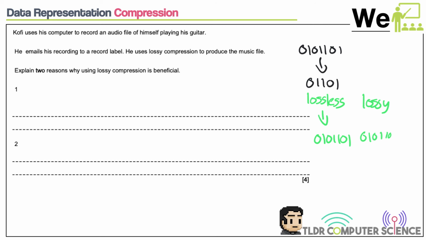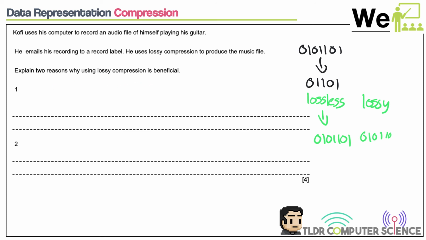In this case, Kofi uses his computer to record an audio file of himself playing his guitar. He emails his recording to a record label. Okay, so that gives the impression that we're going to want it to be high quality, right? He uses lossy compression to produce the music file. Explain 2 reasons why lossy compression is beneficial.